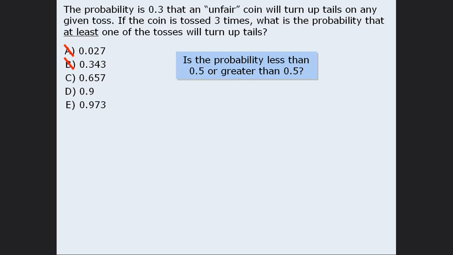What about answer choice E? A probability of 0.973 seems too high to be the correct answer. This answer choice suggests that it is highly likely for at least one toss to turn up tails. Now, if you don't feel that this answer seems right, you might eliminate answer choice E as well.